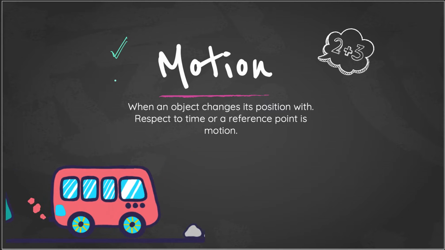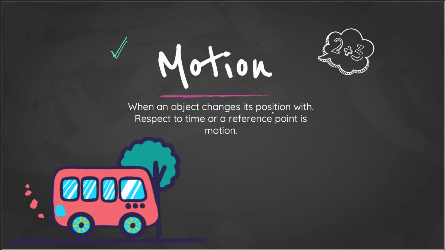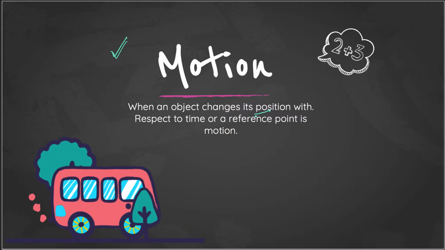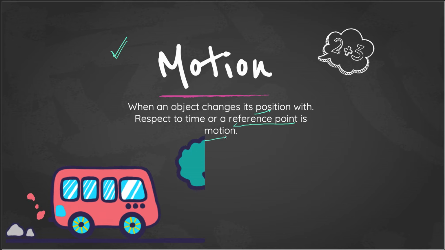About which we are going to talk about. Now, what do I mean by motion? Motion is when an object changes its position. When an object changes its position with respect to time or a reference point, it is called motion.